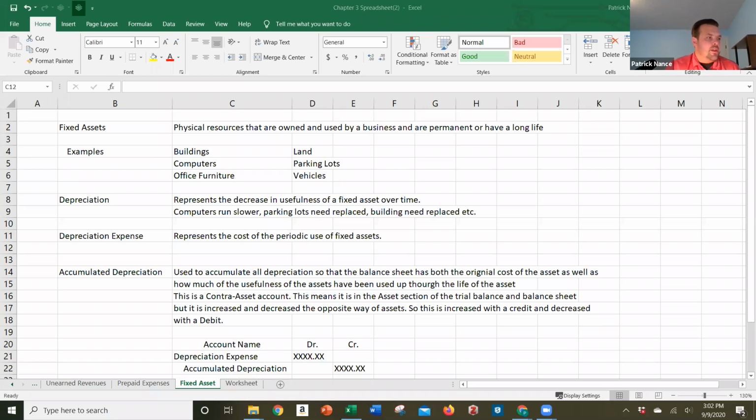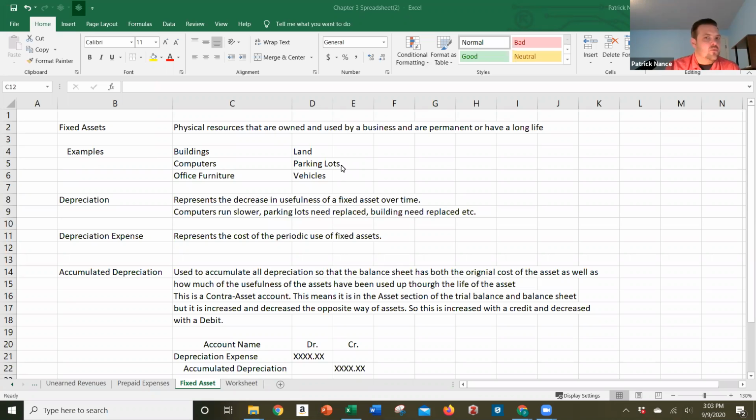Okay, this is chapter 3, I believe video number 4. We're going to talk about adjusting entries for depreciation, and we're going to talk a little bit about fixed assets. Assets that a company owns and is using for more than 1 year, a long period of time, is how we define a non-current or long-term asset, which is usually a fixed asset.